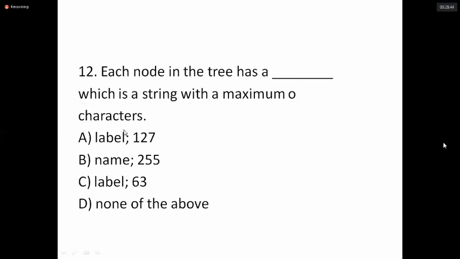Fine. Yes. Next one. Each node in a tree has dash, which is a string with a maximum of dash. Read the question properly.